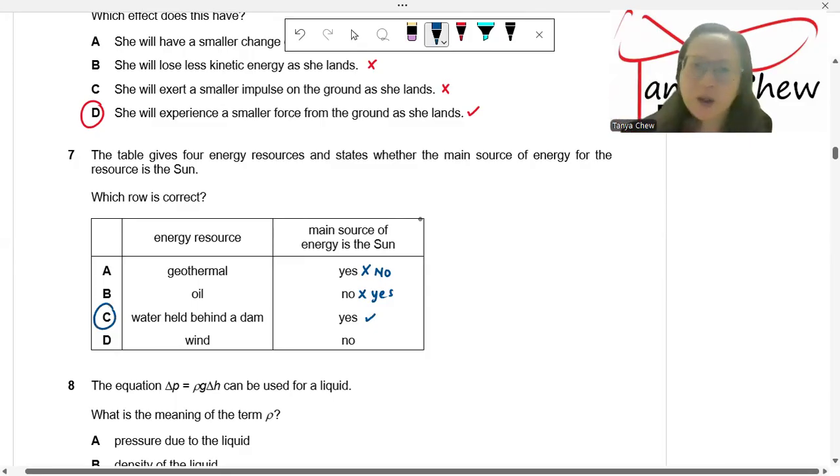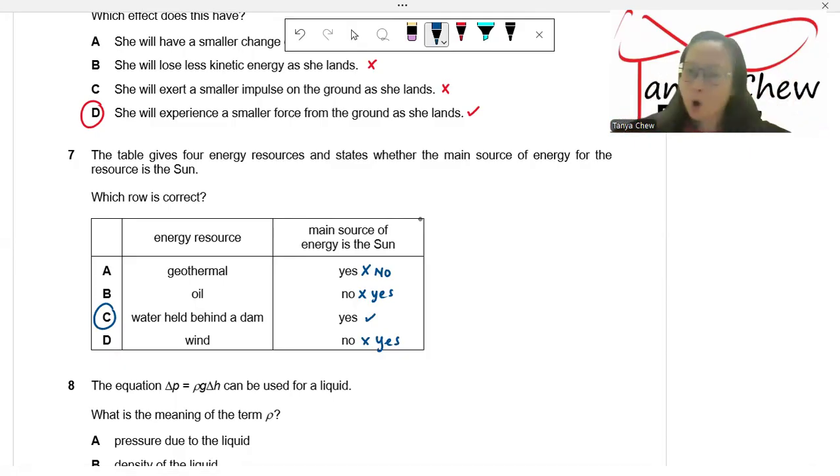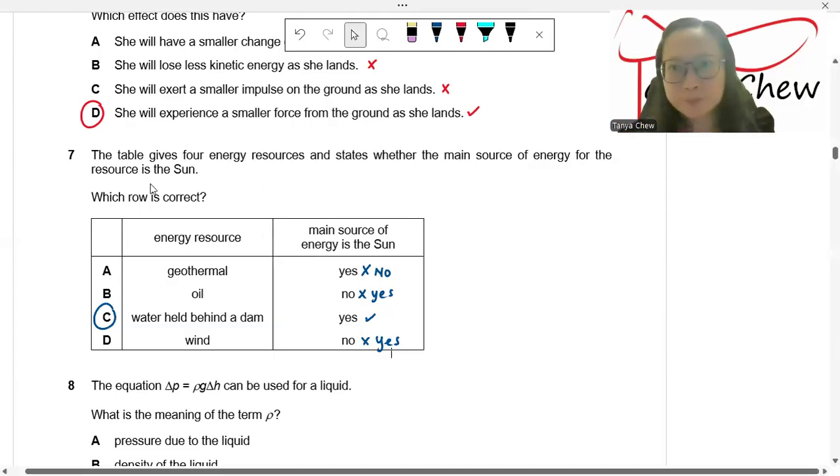Energy resource is wind. Main source of energy is not the sun. This is wrong. The main source of energy of the wind is actually the sun. You know why? Because the sun gives out heat in all directions, so some regions get hotter as compared to other regions. Based on the concept of heat, heat would transfer from the hotter region to the colder region. Due to this transfer of heat, the air particles will move from the hotter region to the colder region. The movement of the air particles gives you wind, right? So C is the answer.